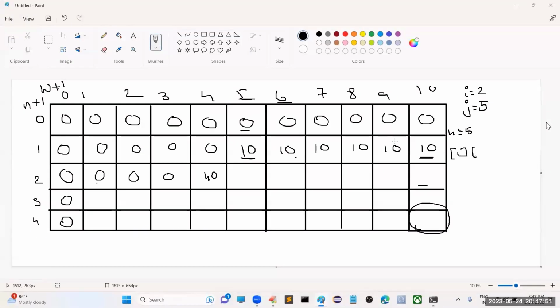And then here what we are doing? J value. What is the J value here? 5. So dp of 1, 5. What is the 1, 5 value? The 1, 5 value is nothing but 10.